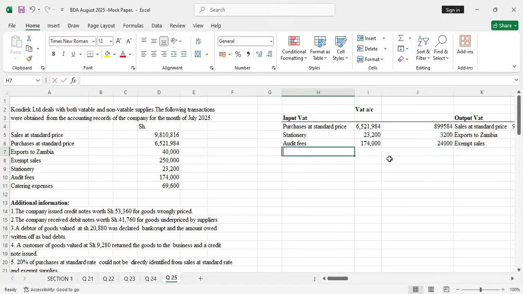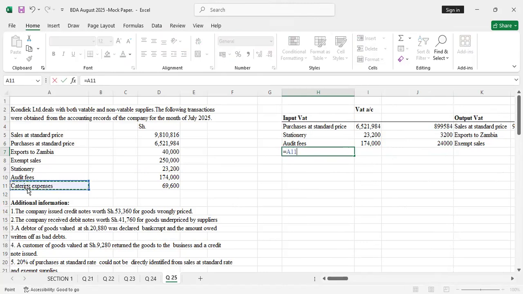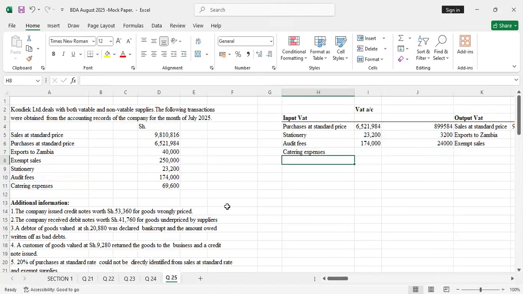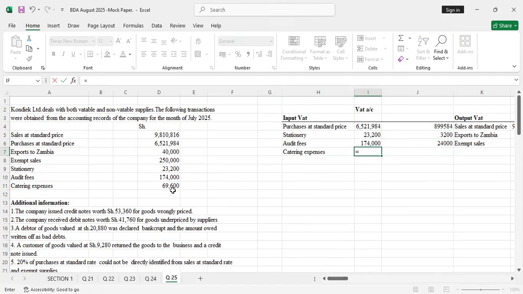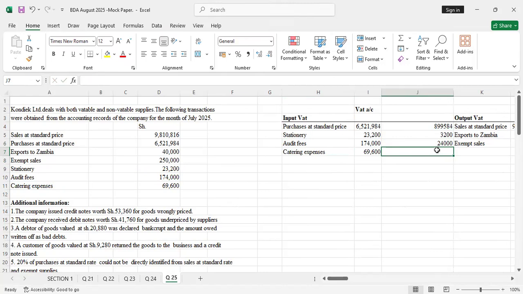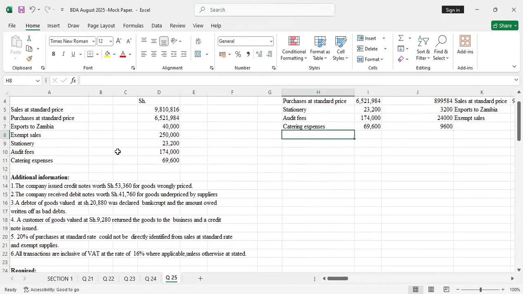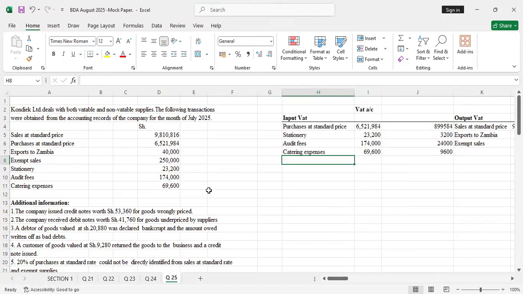Then we have catering services. Catering services also qualify for VAT. And the amount is 6960. So therefore, we'll have 6960 times 16 over 116, because we are told they are all inclusive. So I'm done with that information there.